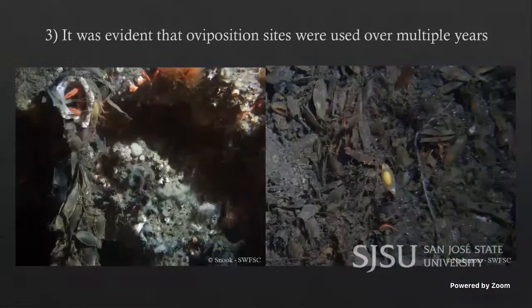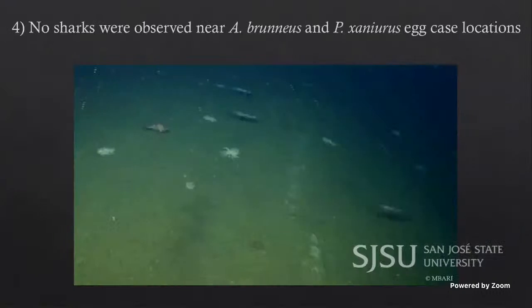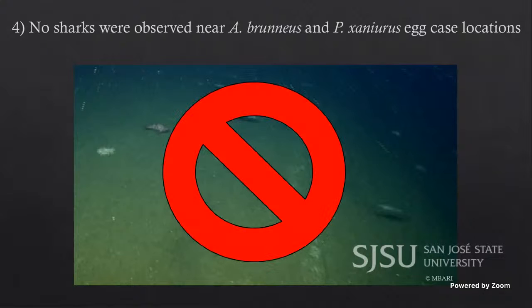It was evident that oviposition sites were used over multiple years, and this was primarily determined by looking at freshly deposited egg cases among the darker and older bundles. And in this blurry photo here, there are several Pharmaturus swimming around. No sharks were observed near Abranius and P. xaniaris egg case locations. This is suggestive that post-hatching, the juveniles are emigrating to a secondary nursery location.